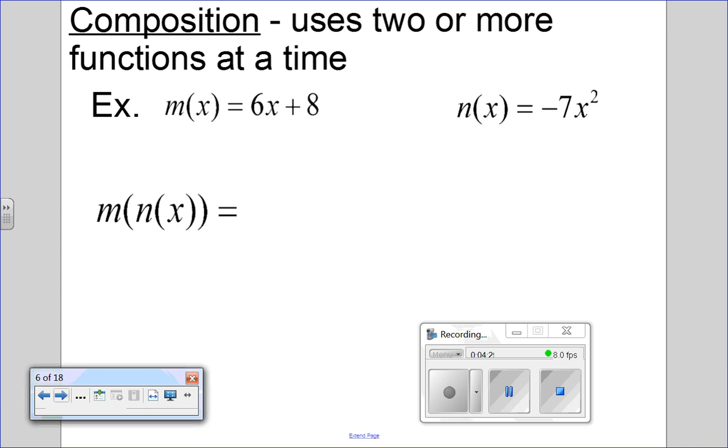Look at this equation that we're going to be doing. M of n of x? That's weird. I've never seen anything like that. So jot down the equations and I'll tell you how we're going to do this one.